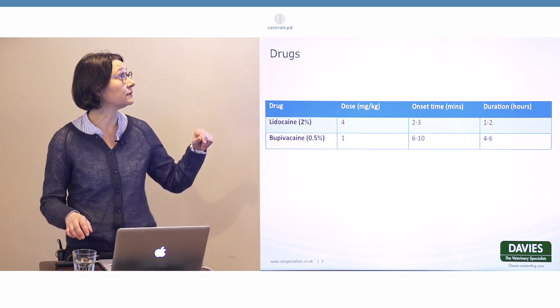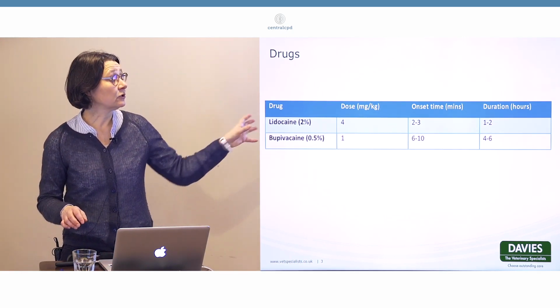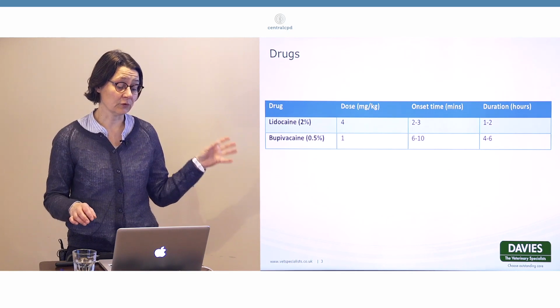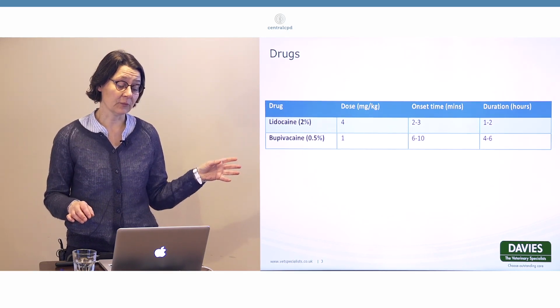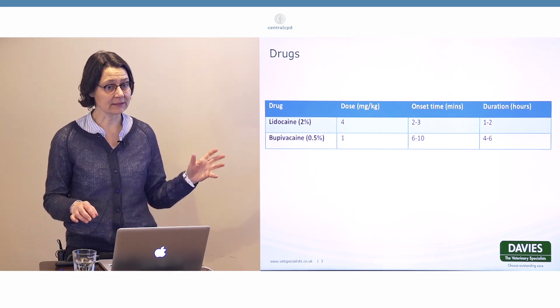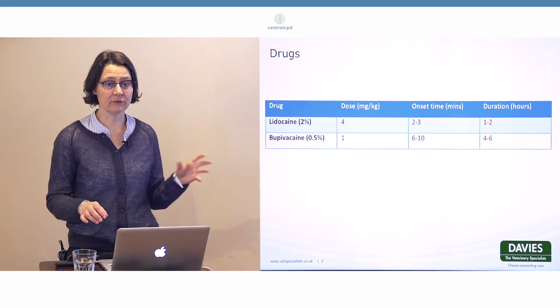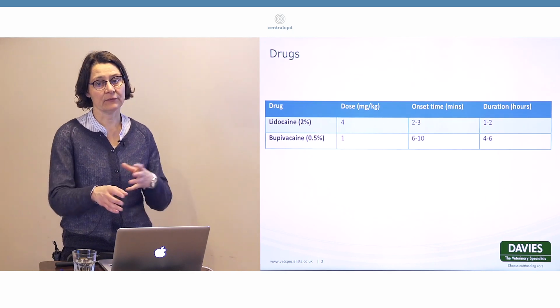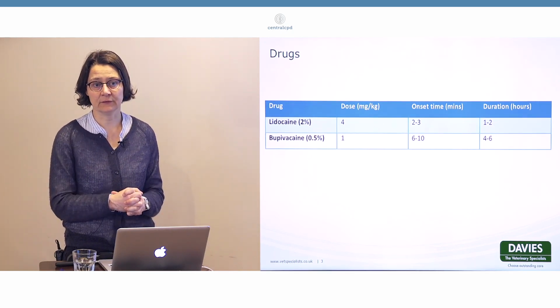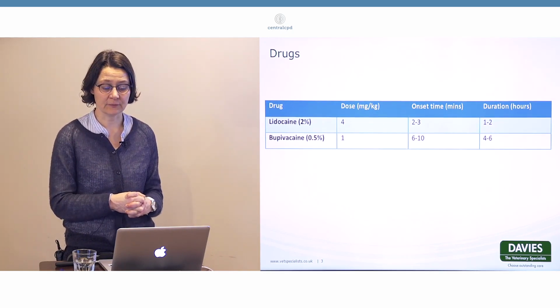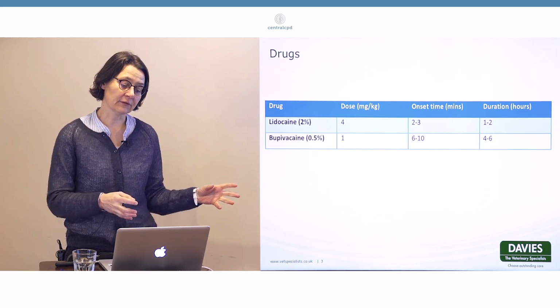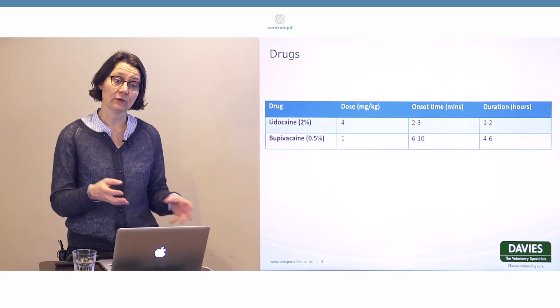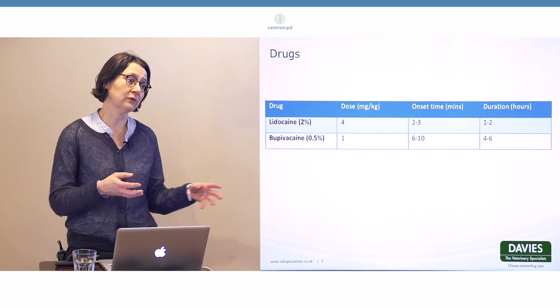Brilliant, and you can see here, we usually say for lidocaine the maximum dose should be about 4 milligrams per kilogram, and for cats probably a little bit less, sometimes 3. For bupivacaine we usually say 1 milligram per kilogram. In some of the wound catheters we'll talk about a little later on, we probably say 1.5 milligrams per kilogram. The onset of lidocaine is very quick compared to bupivacaine, so it's 1 to 3 minutes.